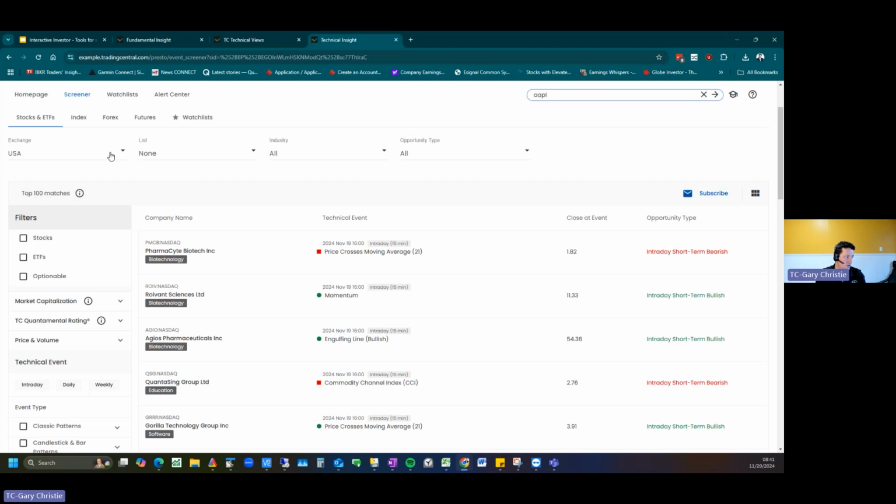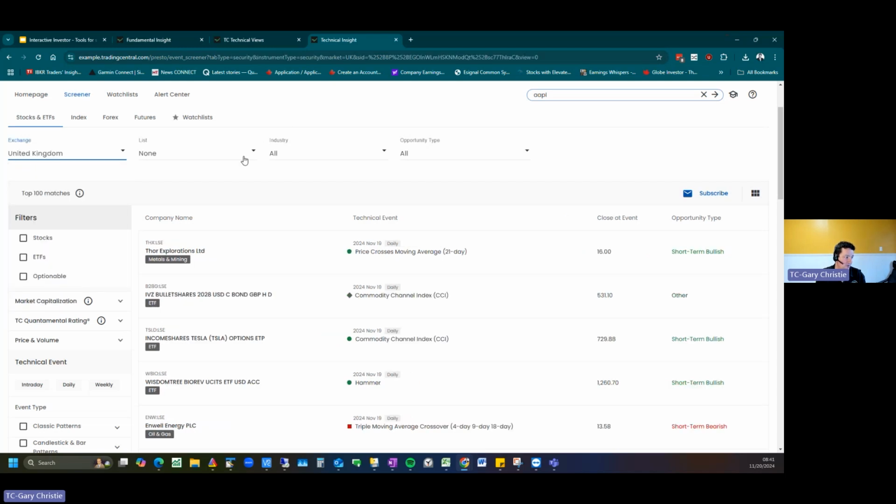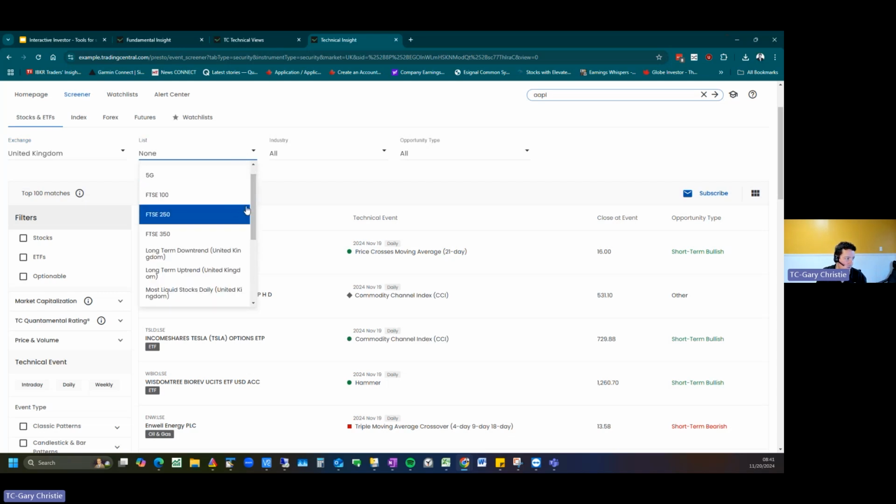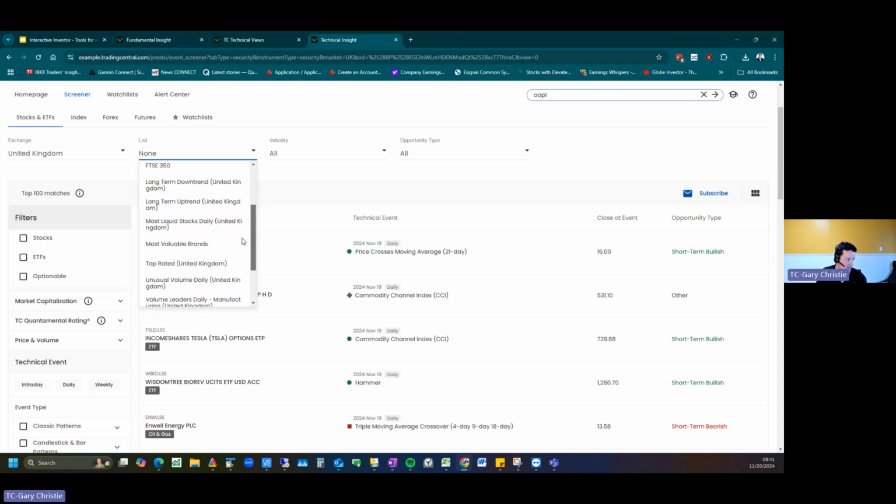Right, so right now I have USA, but I can change it to say UK stocks, for example. It's something I don't see too often on my desk. So I'll do UK, and I can actually filter by a list of an index if I want to focus on specific stocks in sector and index.